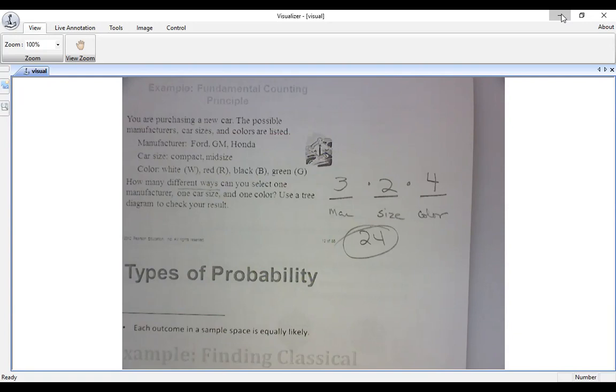In fact, that's really important. You need to make sure you realize that. Okay, event C, rolling a number less than 5.